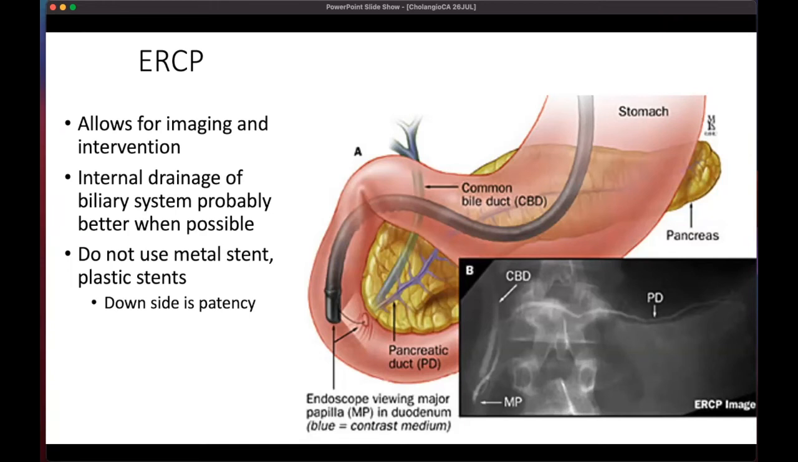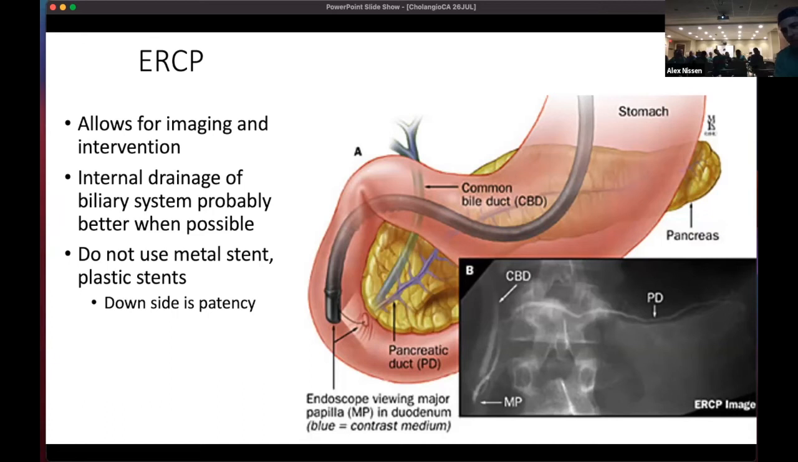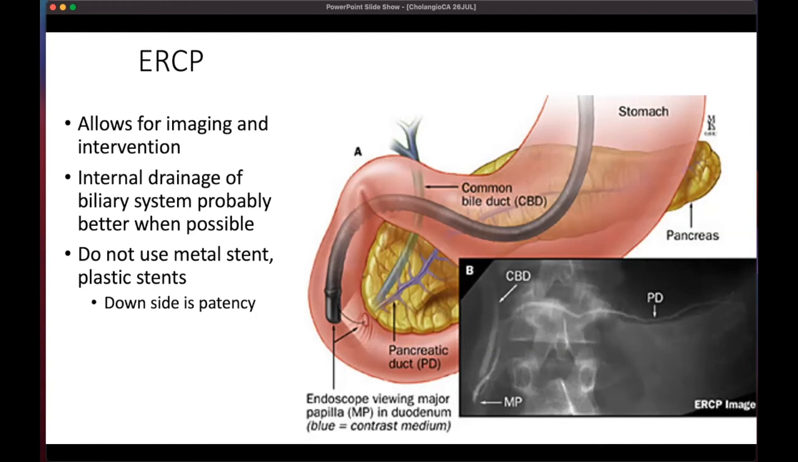What's the other way to drain the biliary system? Externally. Yeah, so PTC, right? The problem with doing a PTC is you're going to contaminate the biliary system with skin flora. So it's not necessarily better. Maybe it's a little better. It's, again, very controversial, but people have strong feelings about that one way or the other.